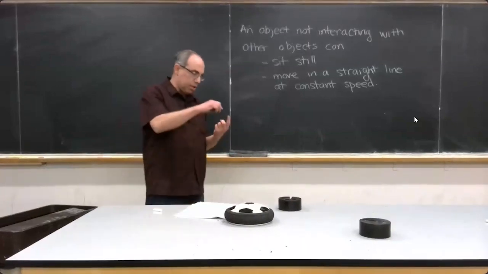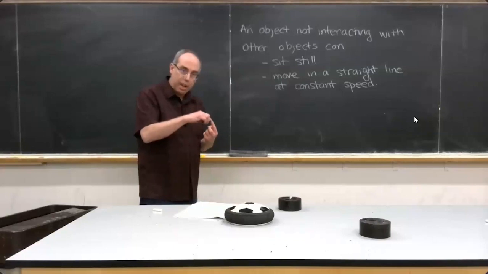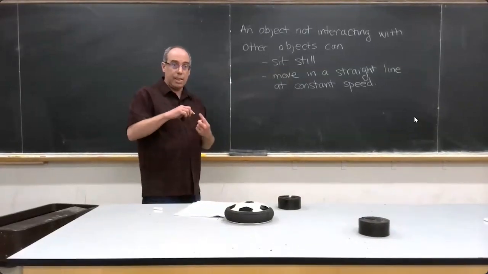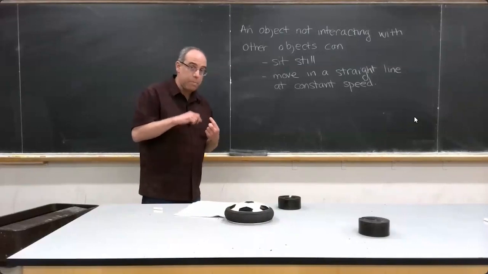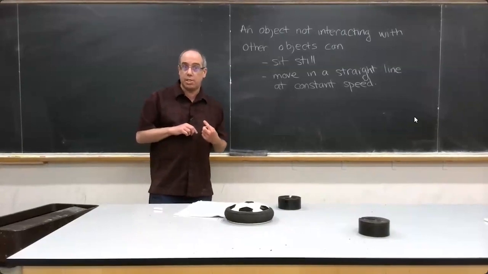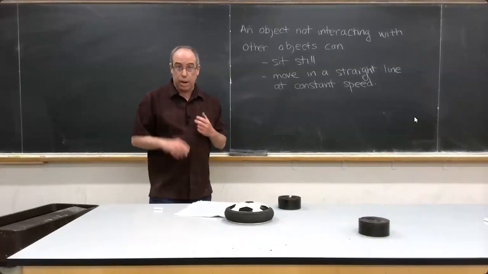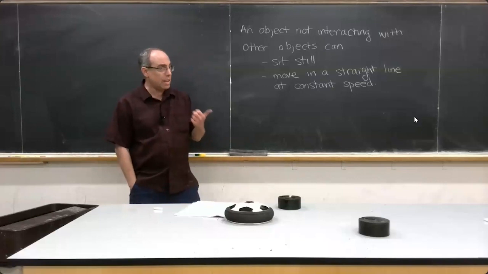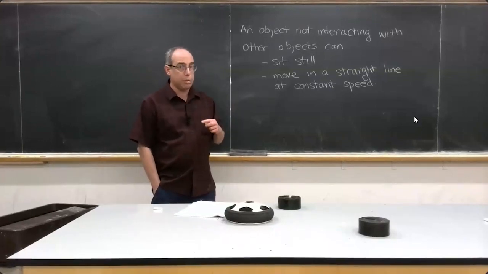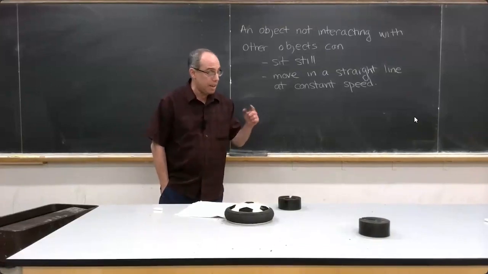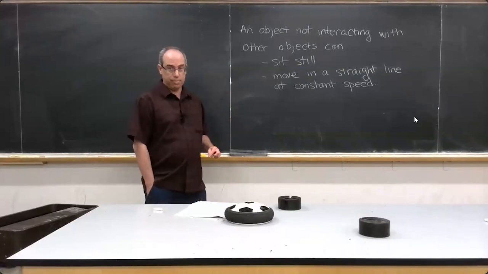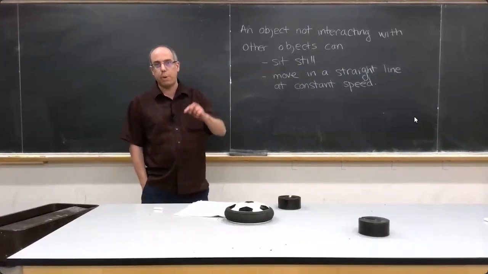So to sum up, an object which is not interacting with other objects cannot get faster or slower. An object not interacting with other objects cannot change its direction of motion. So the next question would be, what must happen in order for an object to either change its speed, get faster or slower, or to change its direction of motion? So think about that. We will pick it up in the next video.